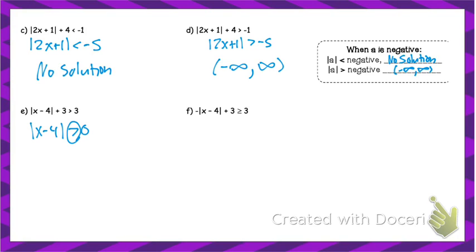Since this is just greater, it's not or equal to, there is one answer we have to exclude, and that is the value that makes it equal 0. So when x equals 4, my answer would be equal, not greater, so x cannot equal 4. So this is all real numbers except for 4. So -infinity to 4, union 4 to infinity.